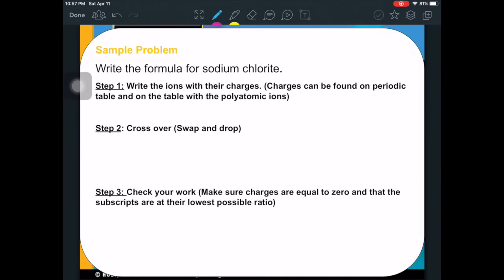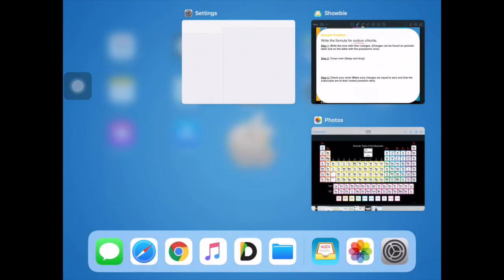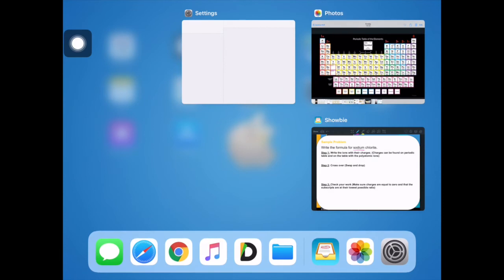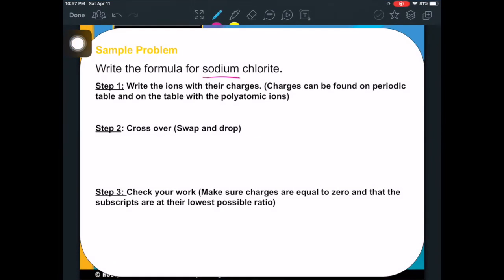Okay, so guys, now let's try this example. You can see here that sodium does not give you Roman numerals, so to find the charge of sodium, I have to go in here, into my periodic table. I can see that it is in group 1, there it is, Na, so it has a charge of plus 1 for sodium, okay? So Na plus 1.